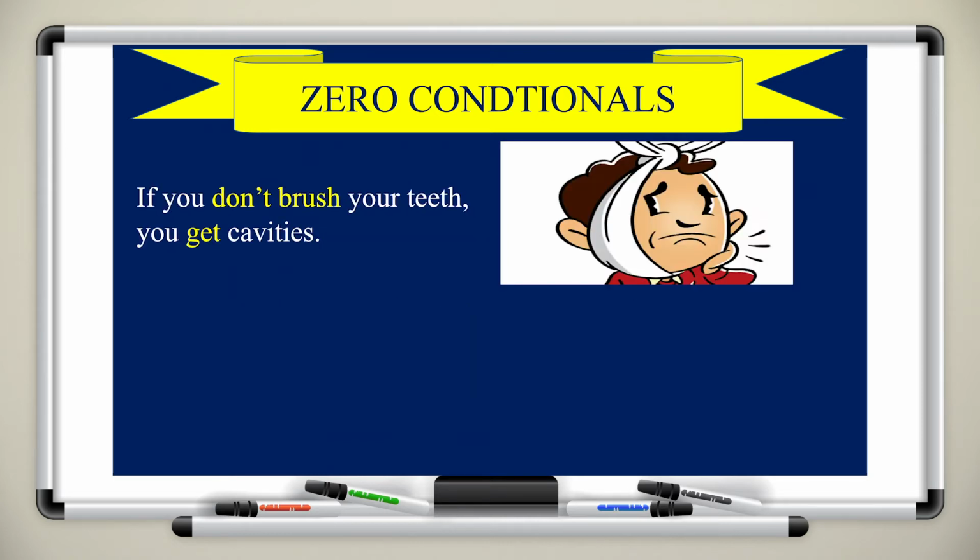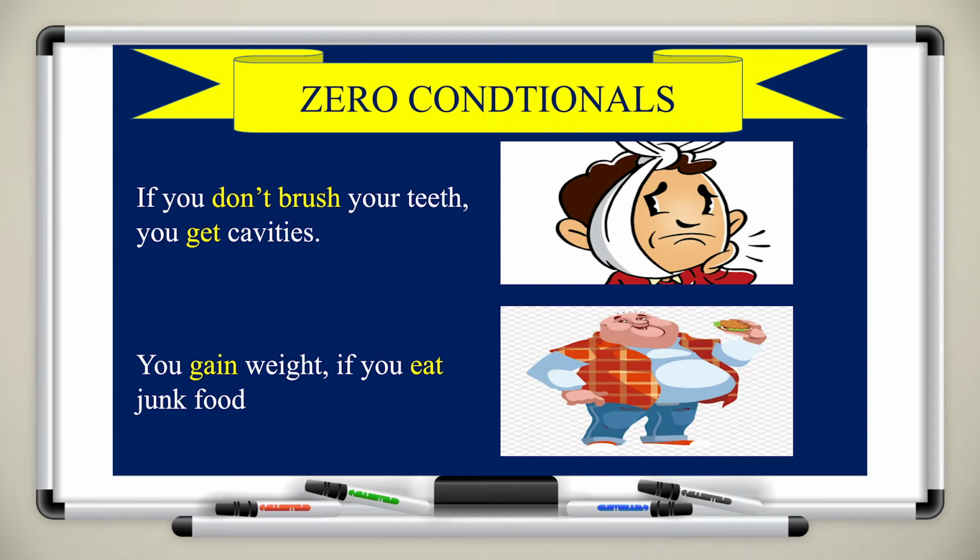If you don't brush your teeth, you get cavities. So cavities are the things that harm your teeth, okay? So if you don't brush your teeth, you get cavities. This is a general truth, right? Let's take a look at the next example. You gain weight if you eat junk food. And this is, of course, also a general truth. If you eat junk food, you will gain weight, okay?